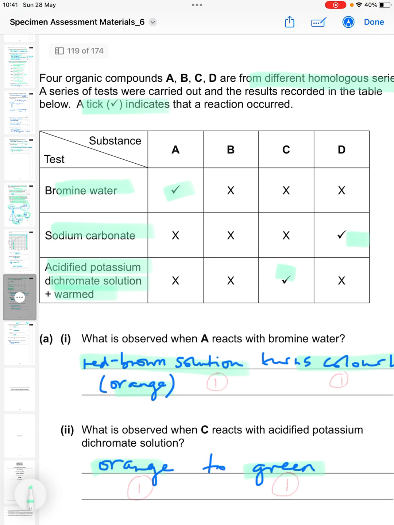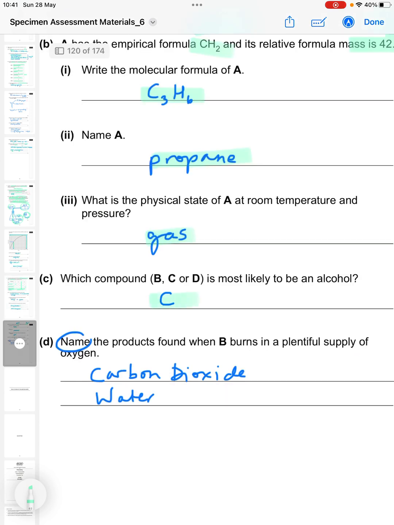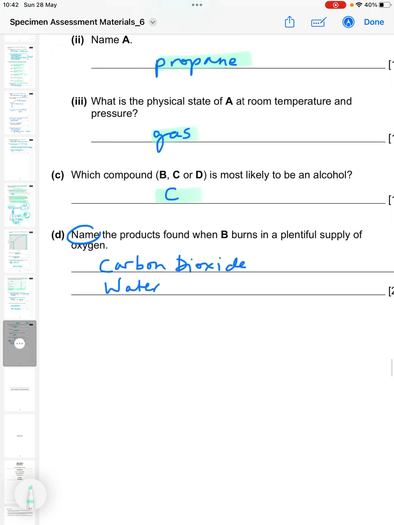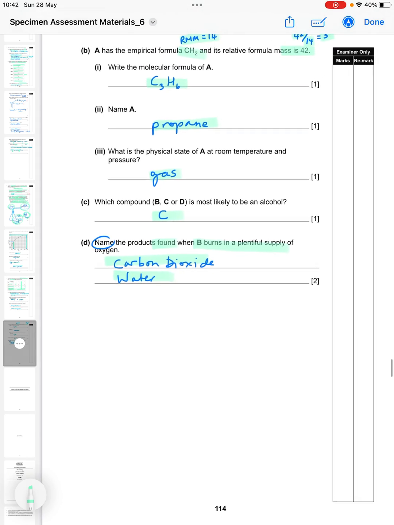So if we go back to the table here, the one which reacts with the acidified potassium dichromate here, which is C, is the one which is more likely to be an alcohol. And finally, name the products formed, that should say formed, when B burns in a plentiful supply of oxygen. So that's carbon dioxide and water, the same as any hydrocarbon burning.